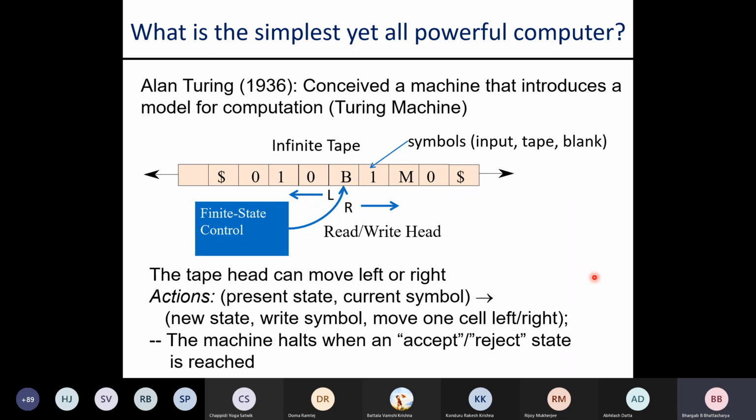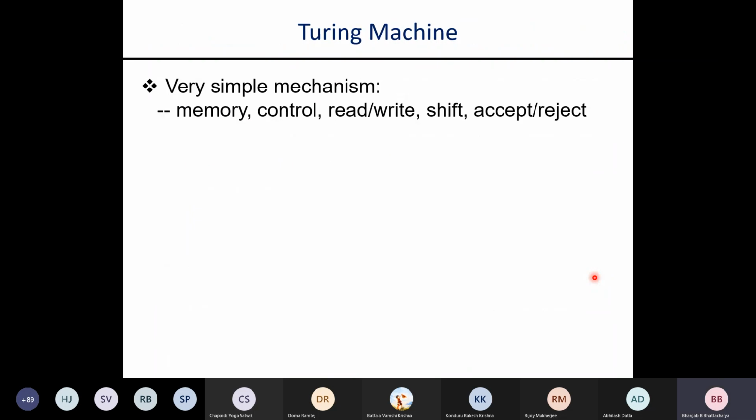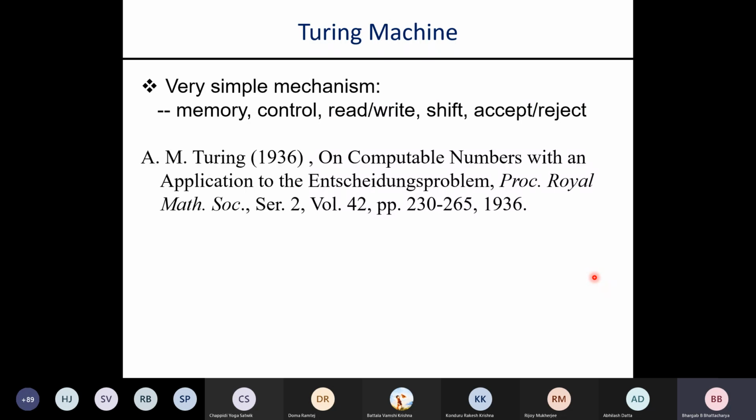So this is the overall structure of a simple machine, and Turing showed that this machine is able to perform any sort of algorithm. Okay, so very simple mechanism. What you have is memory, which is theoretically infinite. You need a finite state control, some read-write capability, some shift, and some state, accept and reject, and so on.